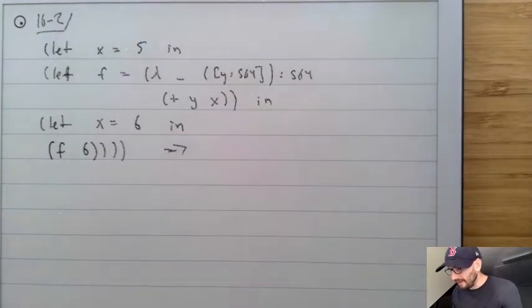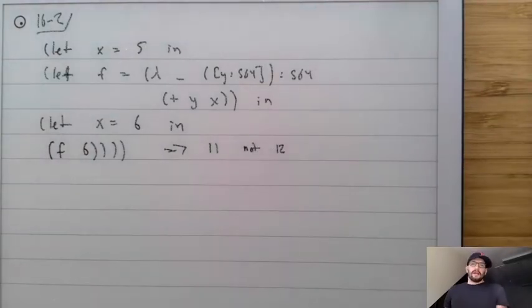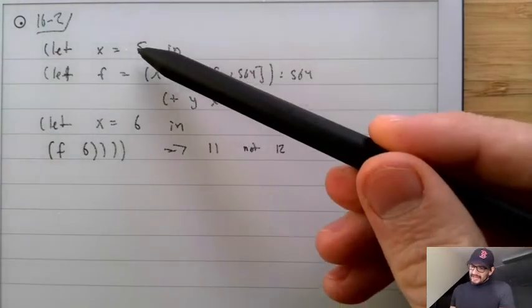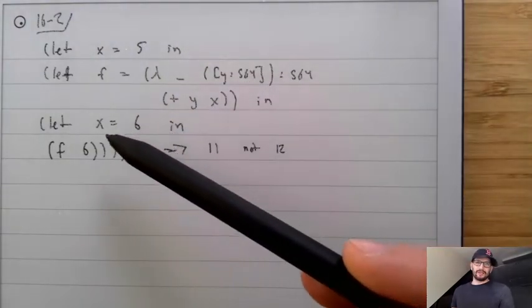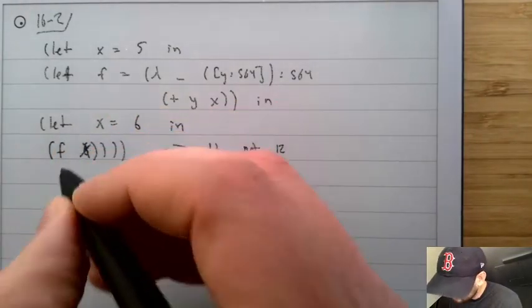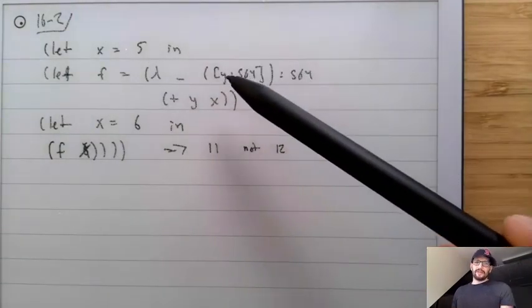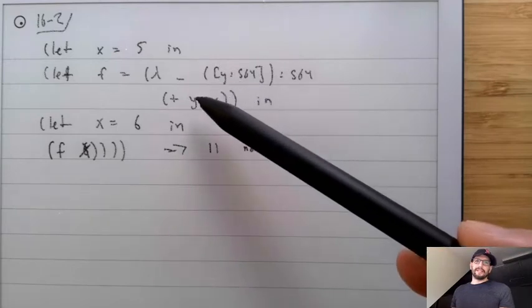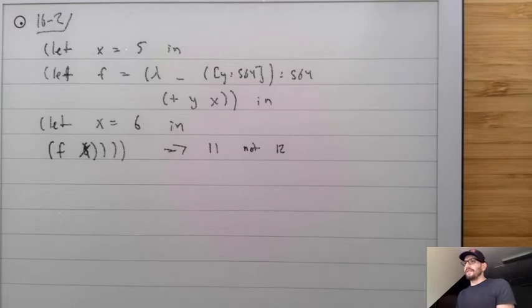This program evaluates to 11, not 12. The reason is that this x right here is the same as that x. Sorry, I wrote 6, but I meant to write x right here, so we're calling f on x. An x flows in, its value at least flows into y, and then we have a 6 there, and then this x refers to that 5, and so we get 6 plus 5, which is 11, not 12. That's what I mean by closures.